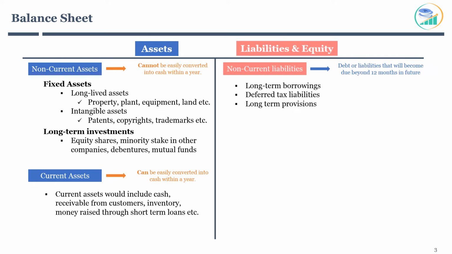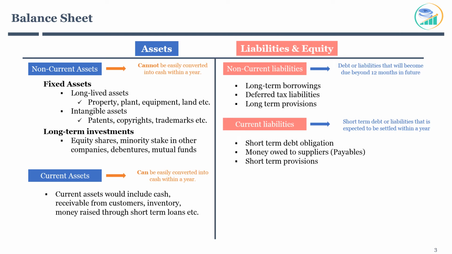The next category of liability is current liabilities. It includes short-term debt or liabilities that are expected to be settled within a year. It includes short-term liabilities like short-term debt obligation, money owed to suppliers, short-term provisions, and so on.